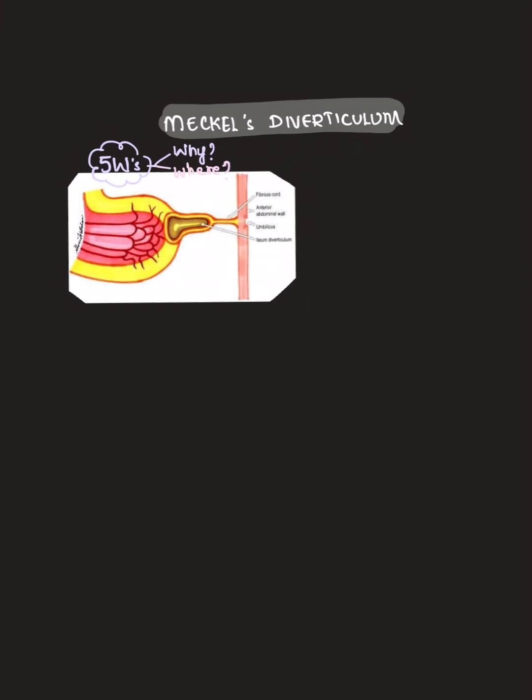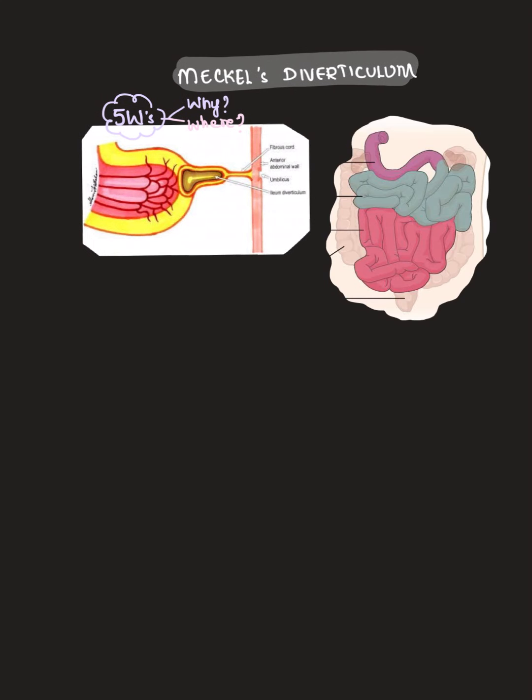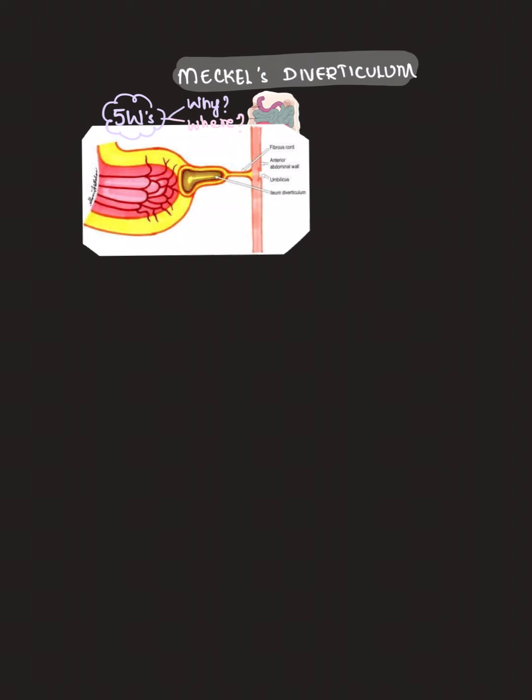So where does it arise? It usually arises from the anti-mesenteric border. Remember, it's from the anti-mesenteric border. It can arise from any part of the small intestine, but most commonly the congenital diverticulum is going to arise from the ileocecal part. Coming to when does it arise? So most commonly it is a congenital type of diverticulum.